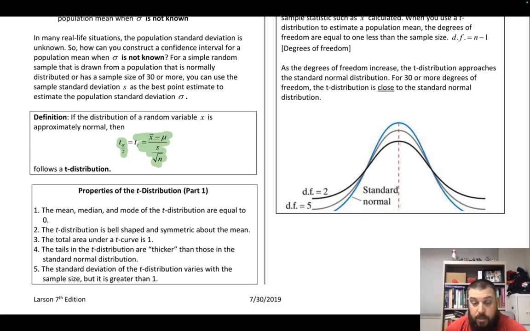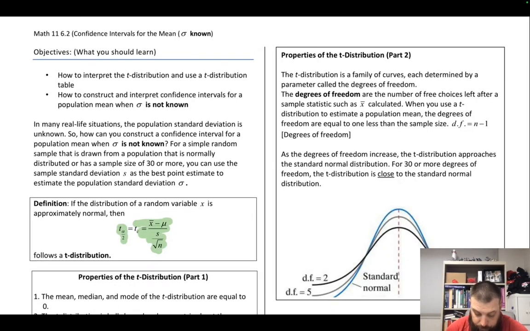And then as we'll see, as the degrees of freedom increase, which we'll define here in a minute, we'll get a whole lot closer to that. So some more properties here. It's a family of curves, each determined by a parameter called the degrees of freedom. Degrees of freedom are the number of free choices left after a sample statistic, such as the sample mean, is calculated. And as the degrees of freedom increase, the t-distribution approaches the standard normal distribution, and for 30 or more, the t-distribution is close to the standard normal distribution.